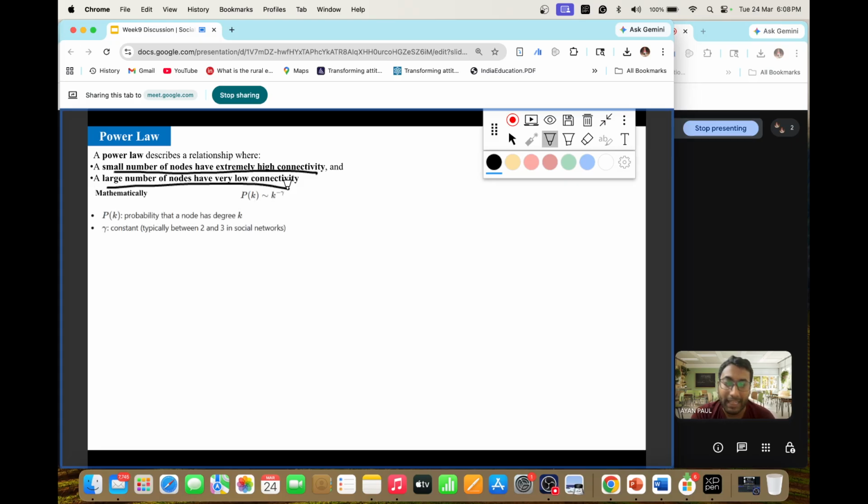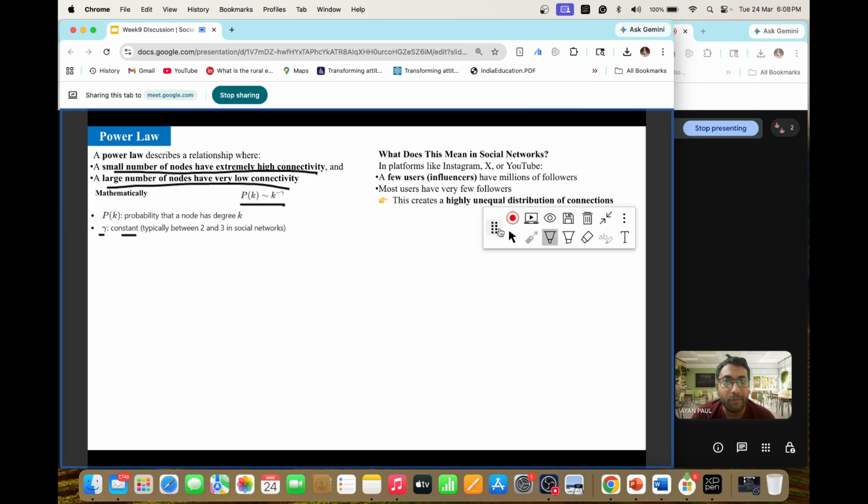Now, mathematically, how do we describe it? We describe it by this: the probability that a node has degree k, we write it as p(k), is approximately equal to k to the power minus gamma. What is gamma? Gamma is some constant. Typically its value is between 2 and 3 in the case of social networks.